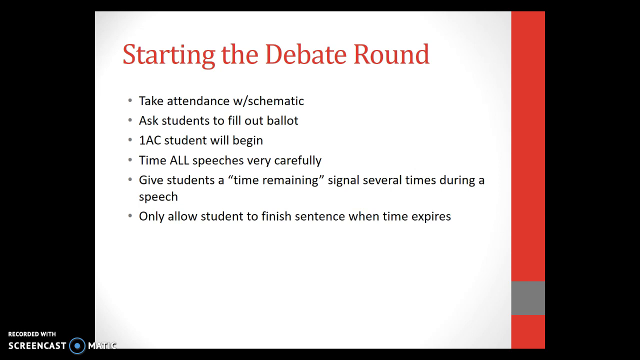Your responsibility while you're listening to the debate round is to time all speeches very carefully. You have a separate sheet that tells you all of the speech lengths on it and who should be going in what order. It's also important that you give students a time remaining signal several times during the speech.